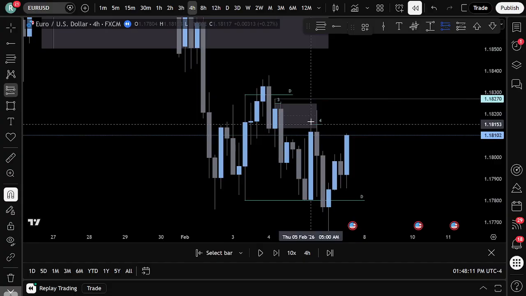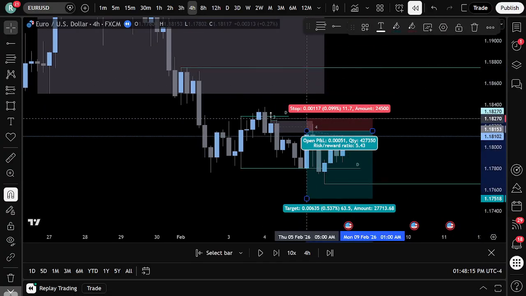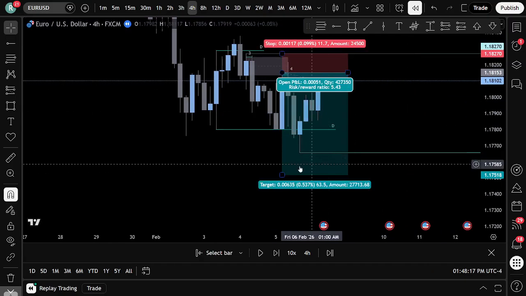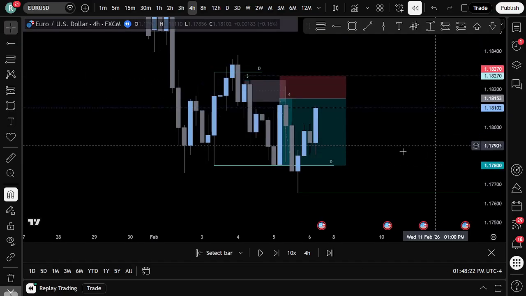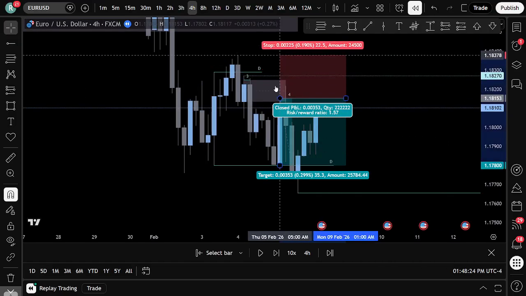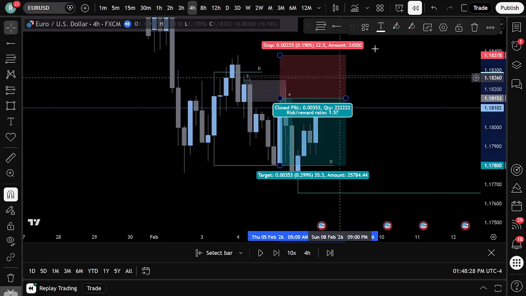So what does that look like? Much better RR. But again, totally up to you. This versus that. The important thing is you're following the logic. Or you're looking at it like this.